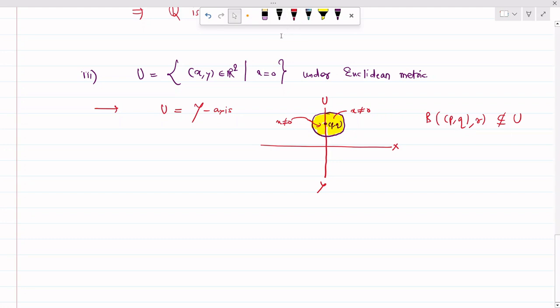Now we'll move to one final example of an open set, which is again more interesting. So again we are taking U as a subset of R2. Let (x, y) belong to R2 such that 2 times x plus 3 times y is less than 1. And I want to understand whether this particular set is open or not. So let's try to solve this.